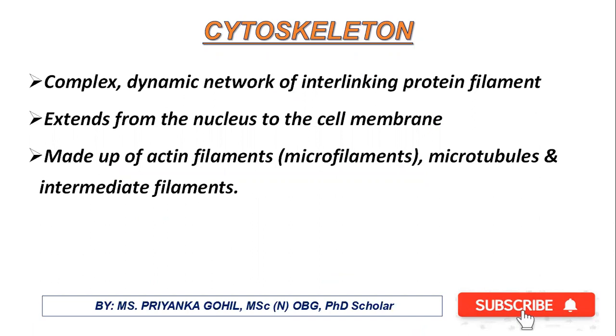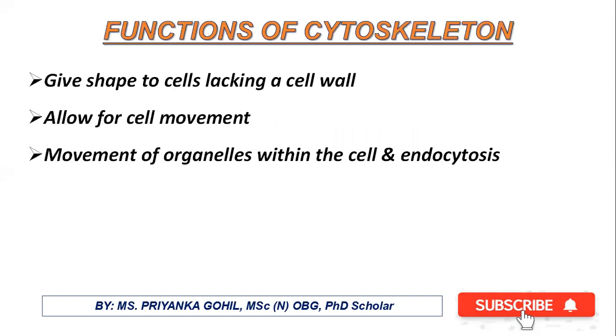Now it extends from the cell nucleus to the cell membrane and it is composed of similar proteins in the various organisms. Now it is made up of mainly 3 components which are actin filaments like microfilaments, then microtubules and the intermediate filaments. Now here are the functions of the cytoskeleton.